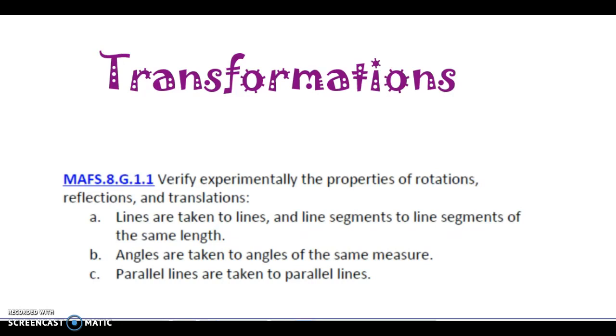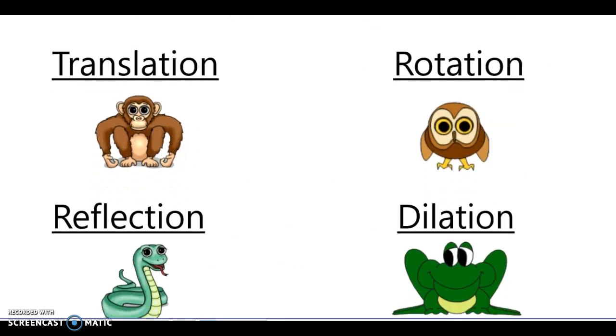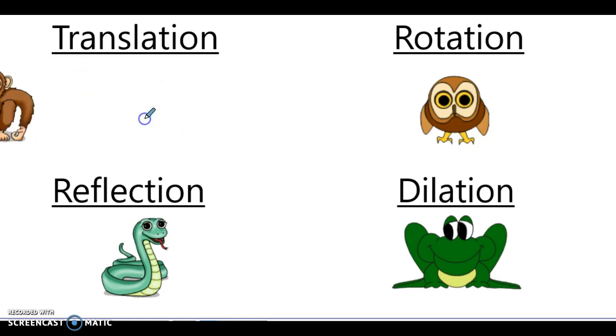But basically, we're going to talk about lines being taken to lines, line segments to line segments of the same length, angles taken to angles of the same measure, and parallel lines are taken to parallel lines. I know that kind of sounds confusing, so we're just going to run through it. So the first thing you need to know is there are 4 types of transformations. And the 3 that we're going to be talking about today are translations, which this is an example of a translation, which is a slide.